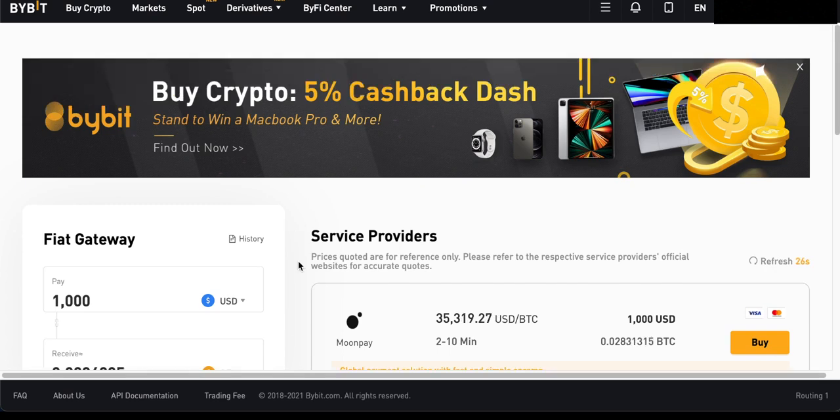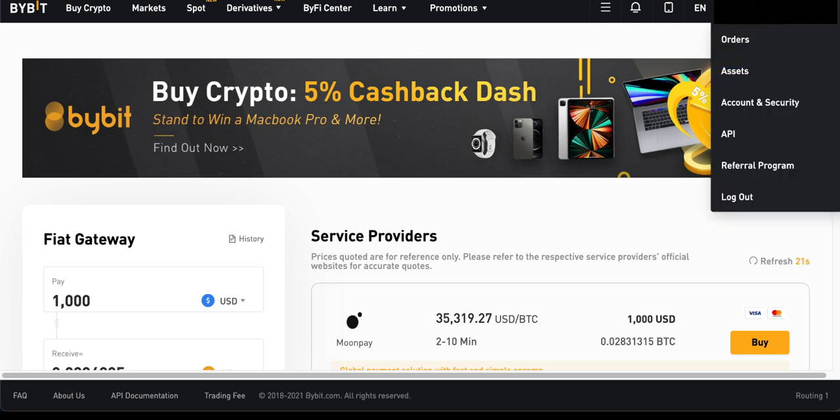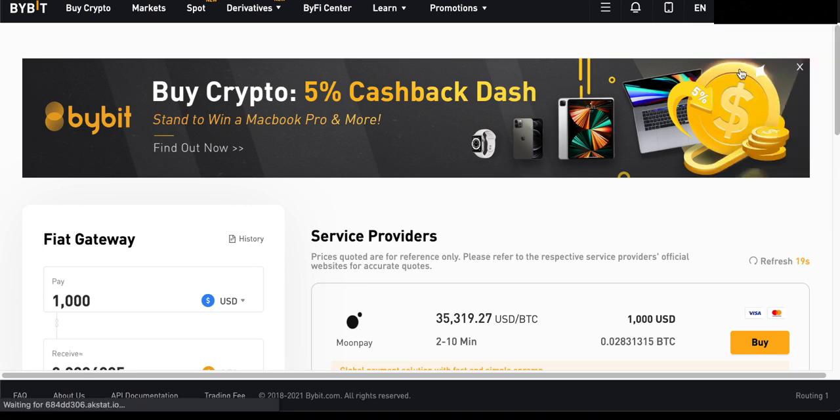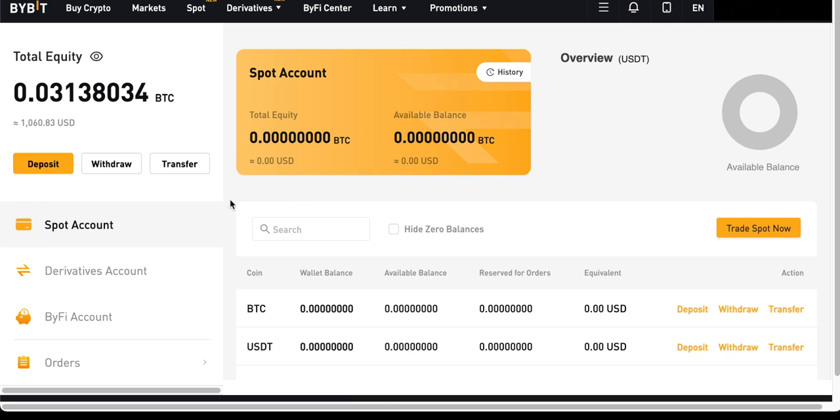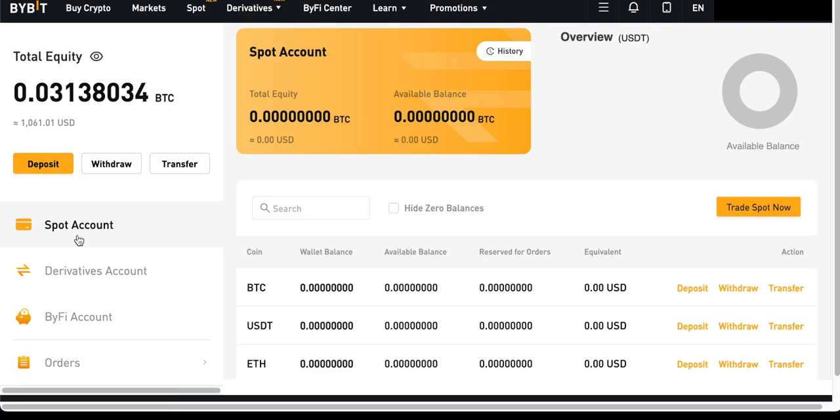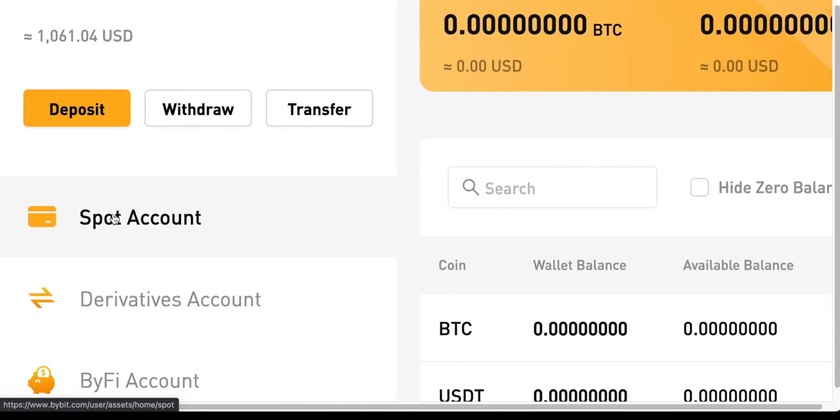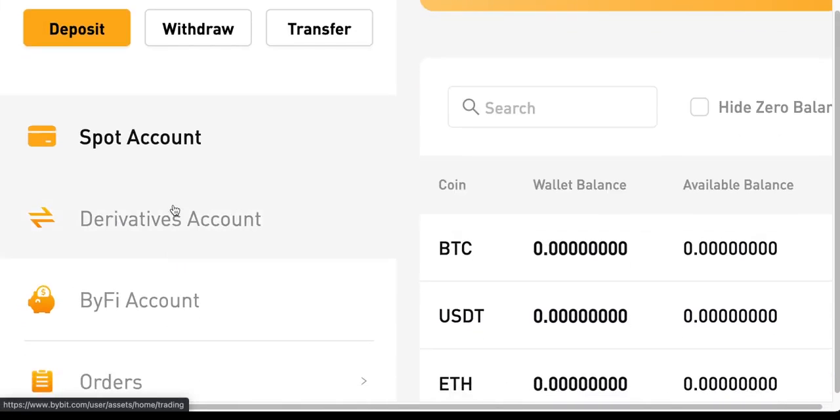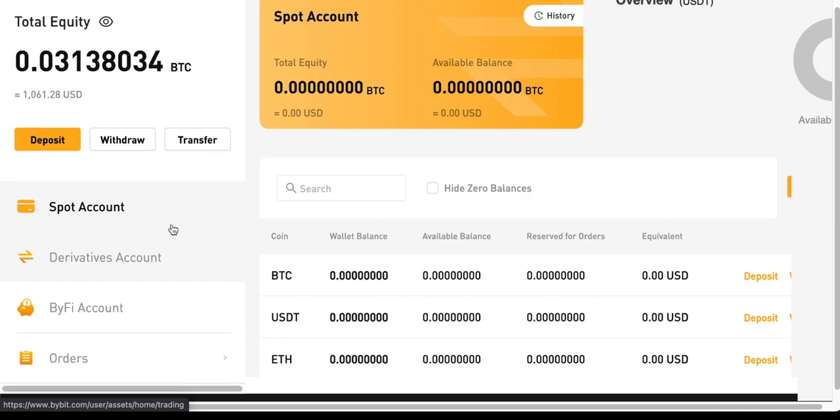Next, we're going to come on to depositing crypto from another exchange or a wallet. You can come up to your account and then come to your assets. It's really easy to deposit crypto into your account. You can choose whether to deposit crypto into your spot account, so that is your cash trading account essentially, or you want to deposit into your derivatives account.